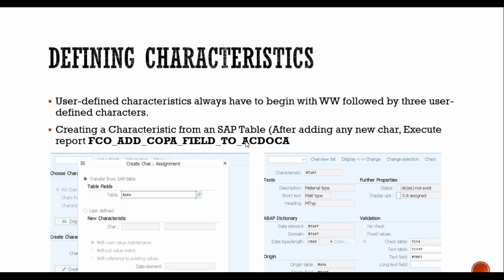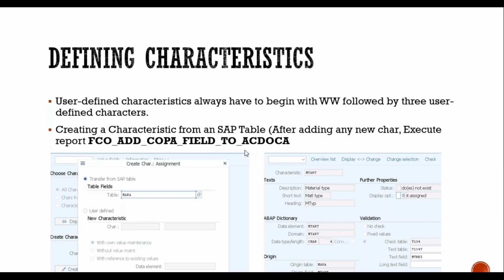Currently, if you go to the ACDOCA table, if it is showing you, let's say, 30 characteristics from account-based COPA, and if you want to add 2 more, you will come here and add the characteristics. Once that is done, you will go to this program so that these 2 new fields are also added to the table. This is important.